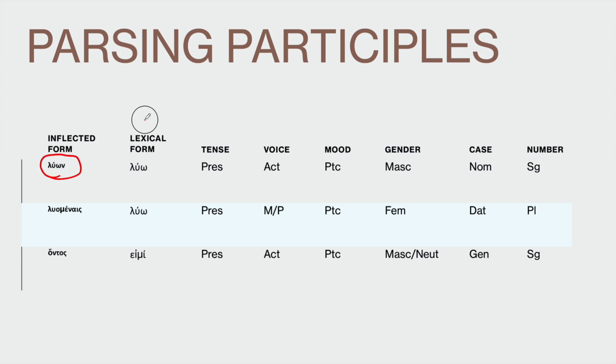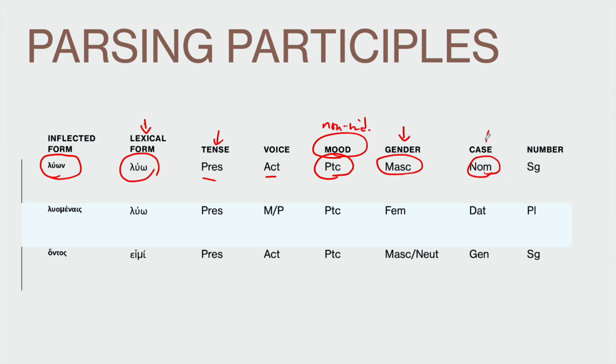So luon, first we want to talk about the lexical form, that is the verb that it's built on, and this is from luo. The tense of this participle is present, its voice is active, and the mood is non-indicative, so it doesn't really have a mood, but in that category we say it's a participle. Its gender is masculine; we can tell from the ending. Its case is nominative, and its number is singular. So: lexical form, tense, voice, and mood, noting it's a participle, then gender, case, and number. So it gives information that's verbal, and information that's like an adjective.